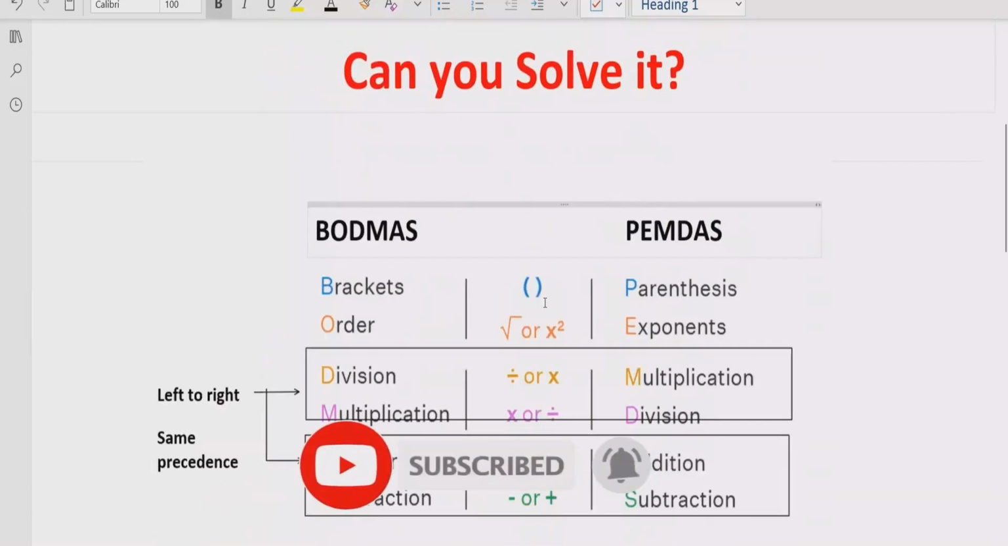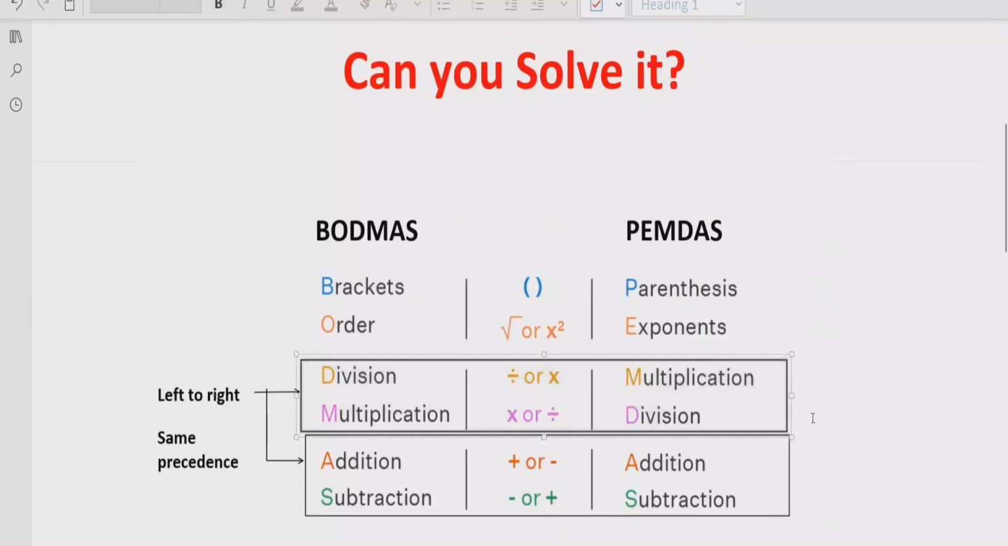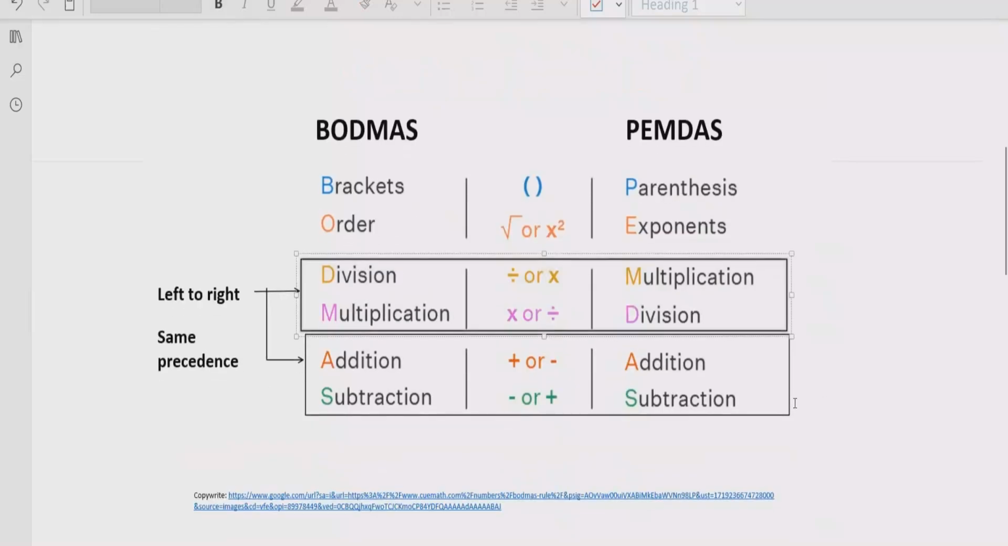Now, let's talk about what are the rules which we can apply to solve the given expression. As you can see here, we will discuss two rules, the BODMAS and PEMDAS rule. The rule says if your expression contains any bracket or parenthesis, you have to solve that part first. After the bracket, you have to solve the exponent and power of any number. If your expression contains any number which has a power, you have to solve that part after the bracket.